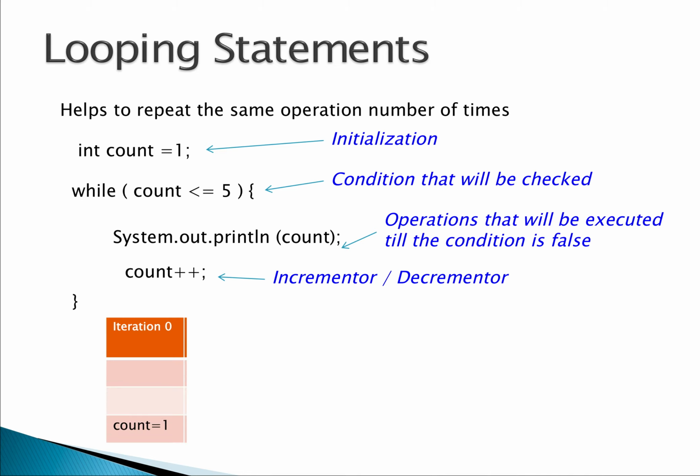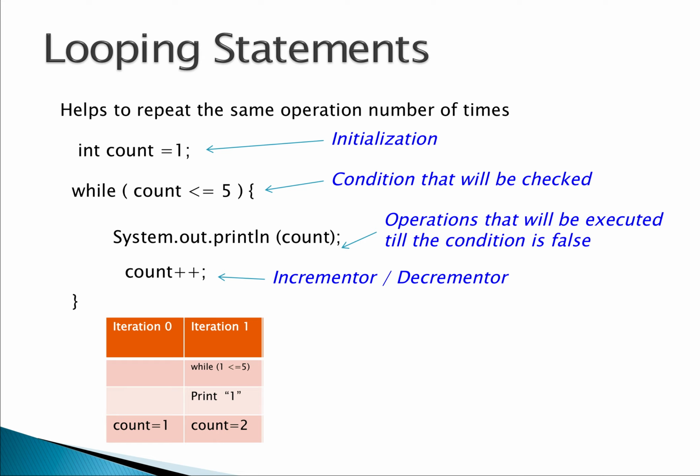To better explain this, iteration 0 means before the iteration, we have count equal to 1. An iteration is how many times the while loop gets executed. In iteration 1, we check while 1 less than or equal to 5. Since the condition is true, we print 1 and increment the count to 2. Count plus plus is nothing but count equal to count plus 1. We are just adding 1 to the count variable.